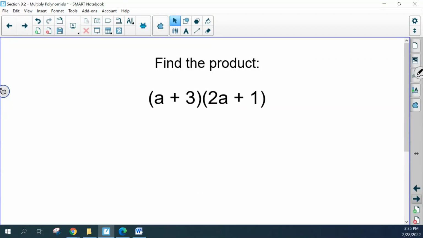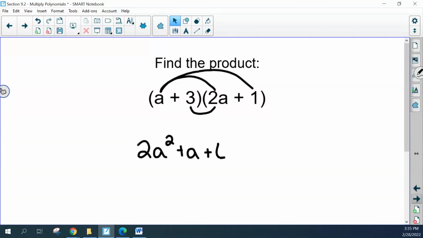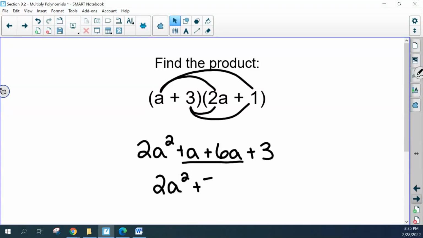Okay, so we'll practice this again. So first times first, so a times 2a is 2a squared. First times outside would be plus a. Inside times inside is plus 6a. And inside times last is plus 3. So we're going to combine our middle terms. So 2a squared plus 7a plus 3.